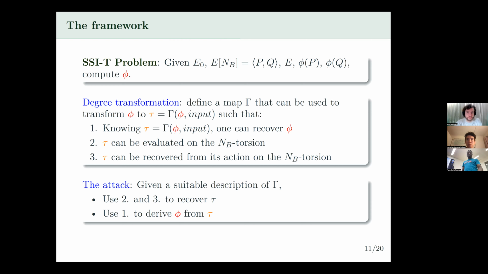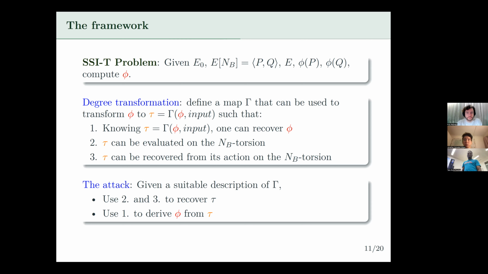So if you have this sort of degree transformation, then you can run the attack by, first of all, finding your correct tau and evaluating your tau on the NB torsion. And since you use point 3 to recover your tau from its action on the NB torsion, and when you recover tau, you use point 1 to derive your phi from tau.